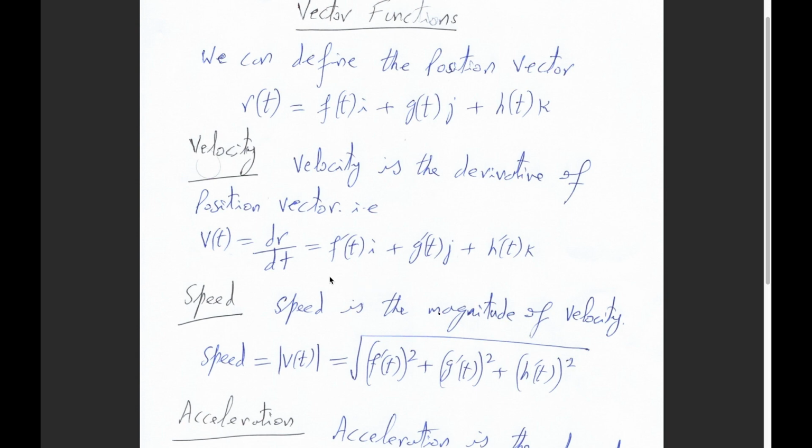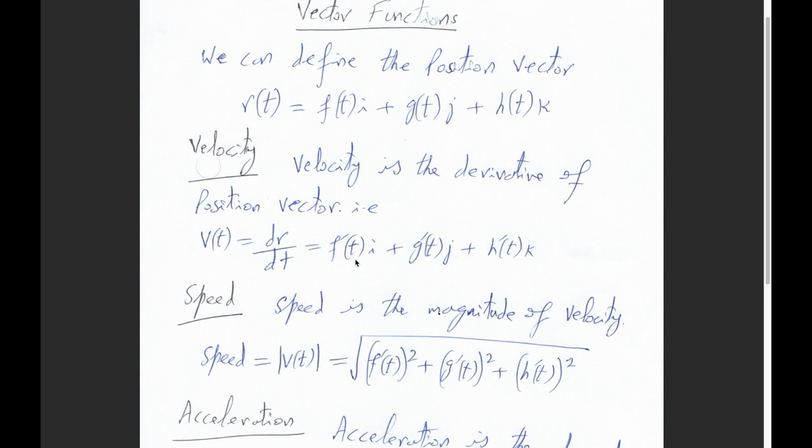And then if you want to find the speed, what is speed? Speed is nothing but the magnitude of velocity. You already found the velocity, and now you will take the magnitude of this velocity vector. You know the magnitude of a simple vector from the previous lecture: v1 squared plus v2 squared plus v3 squared, and then the square root. The same formula we apply here. Here our velocity vector is given as f prime(t) i plus g prime(t) j plus h prime(t) k. So now the speed will be the magnitude of this velocity vector.